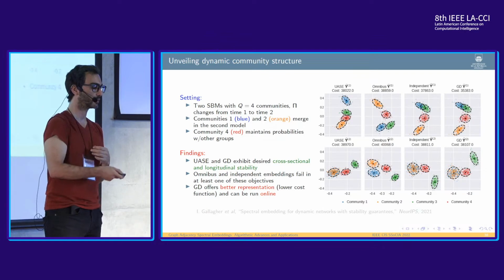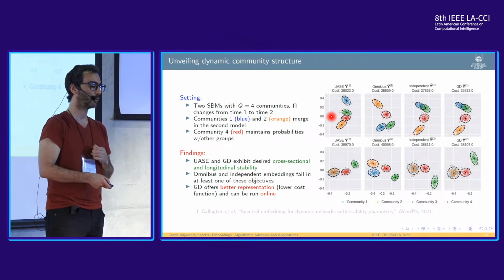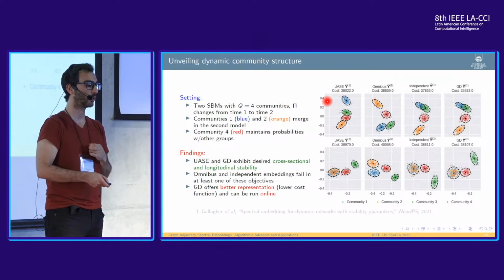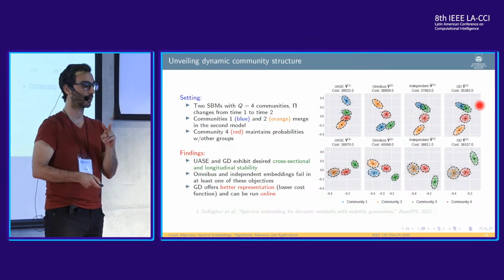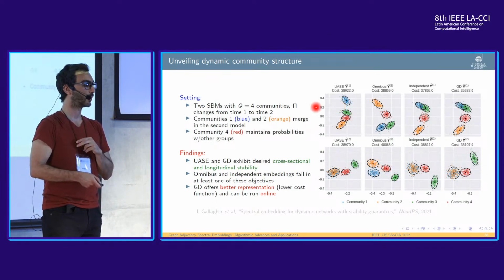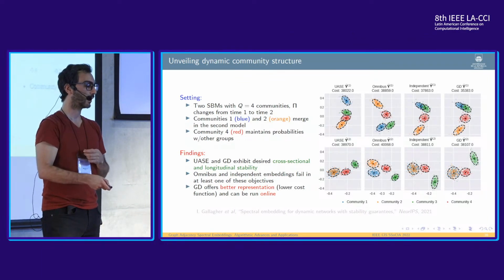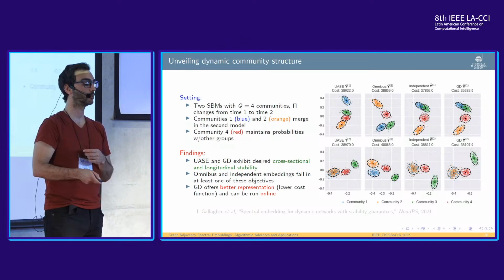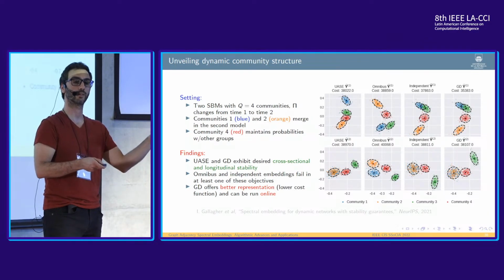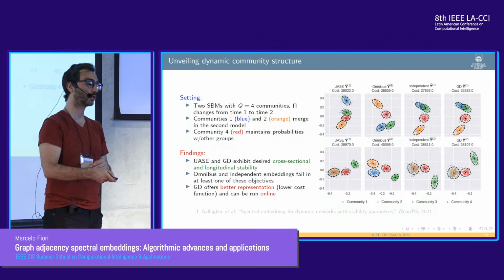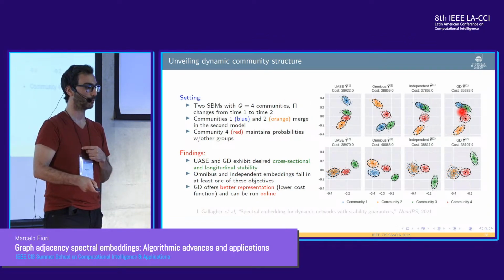This is another example. This is a synthetic example. We have one SBM, a stochastic block model, with 4 communities, but in the second instance, we have 2 times here, the first time in the first row and the second time in the second row, and the communities blue and orange merge in the second time. We want to see if each of these methods in each of these columns captures this merge of the communities, and at the same time the community red, number 4, maintains the probability with respect to the other communities. So we want to see exactly this behavior: the communities orange and blue merge in the second time, and the community red stays at the same place.